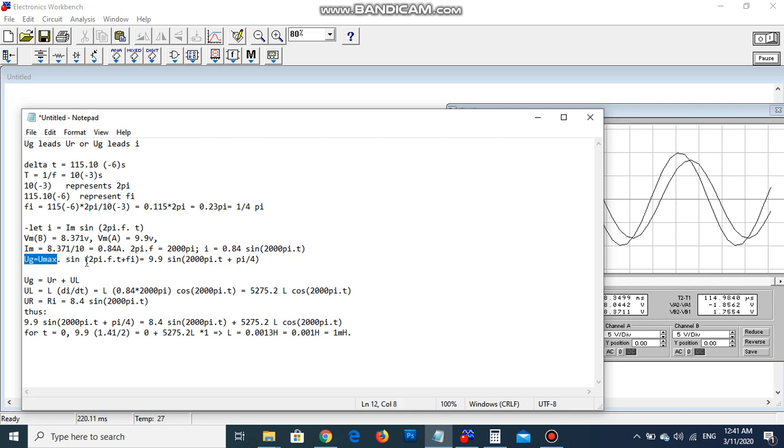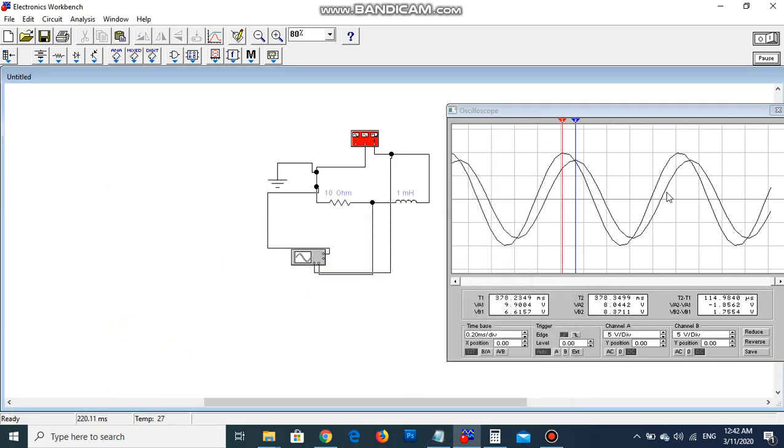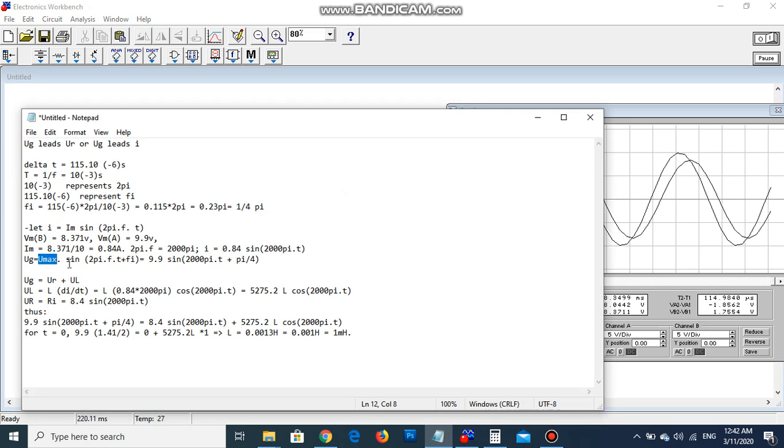Now, what about UG? UG is simply U max sine 2 pi ft plus phi because UG leads I. 2 pi ft again is 2000 pi. I need U max and I need phi. Phi is pi by 4, like it is here. Finally, I need U max. U max is read by channel A, not channel B, so UA is 9.9. So finally, I write UG equals 9.9 sine 2000 pi t plus pi by 4.